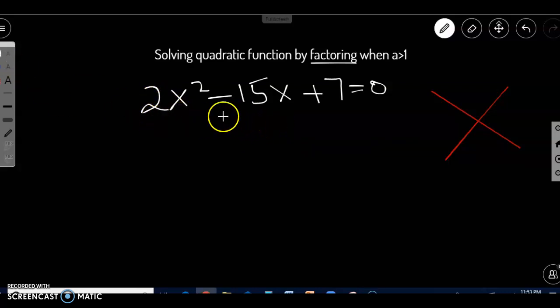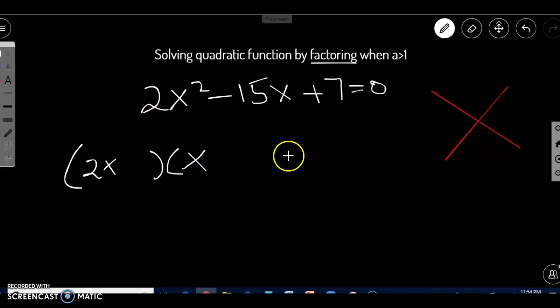So here we try to divide 2 on all the sides. We realize that 2 is not a factor of 15 and it's not a factor of 7, so we cannot do that. So we have to put it here. We write 2x here, and then x here. So 2x times x will give us this.